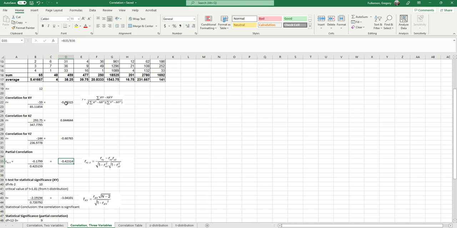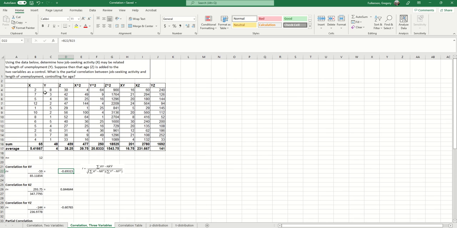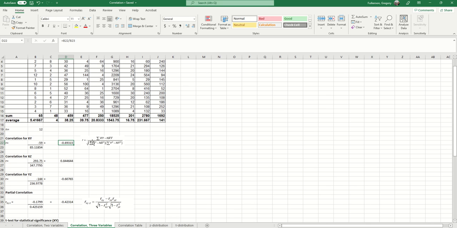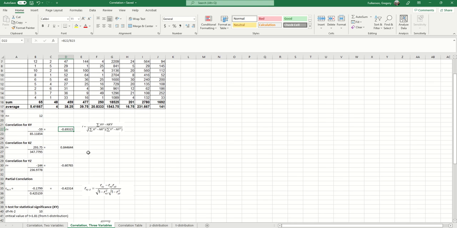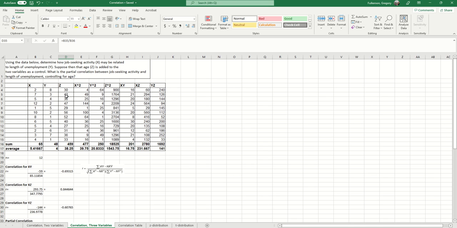while initially the correlation was 0.69, meaning that as we increase our job-seeking activity, our length of unemployment goes down. Right? That's in a pretty strong way. 0.69 is a pretty strong correlation. But when we control for age, it actually is a more moderate, much weaker correlation. So that means that age is having an important effect on length of unemployment beyond job-seeking activity.